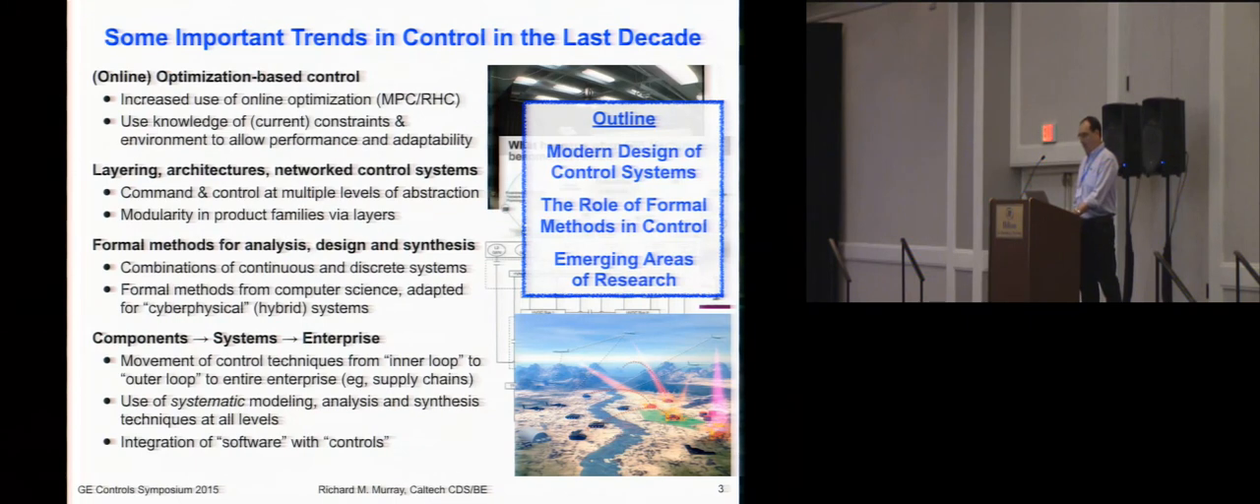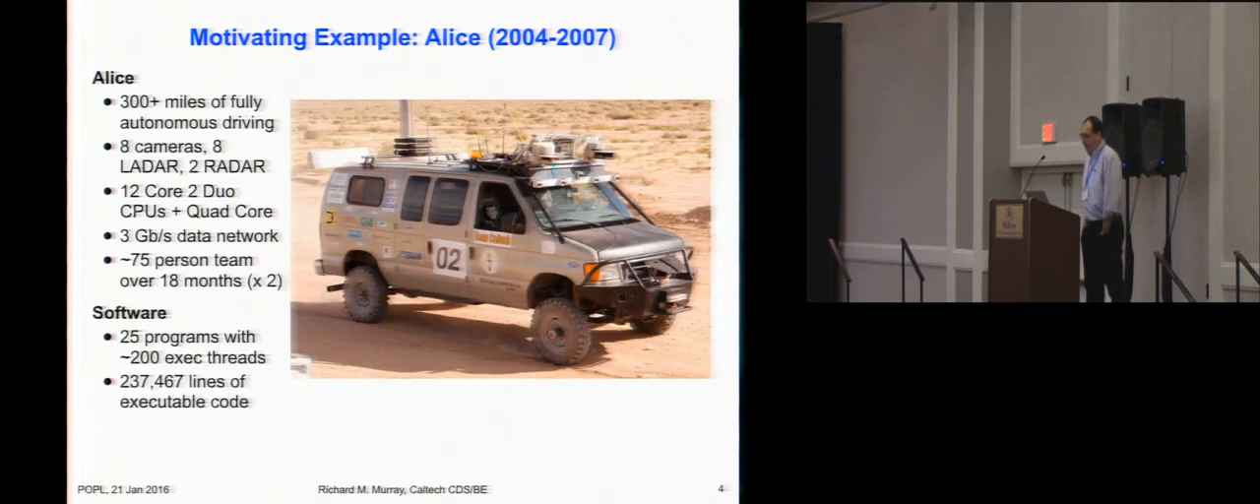Okay, so I'll give you an example of the sort of thing that motivated us to start thinking about things differently, and this came from the DARPA Grand Challenge. So this is a picture of Alice. This is an autonomous vehicle that was built by a bunch of Caltech undergraduates. This is, I think, the second incarnation of Alice that you're looking at. So this was from the Desert Challenge, for those of you who followed the DARPA Grand Challenge. And this is a big control system, right? It senses things about its environment, it makes decisions, it actuates those, right? It does all of that.